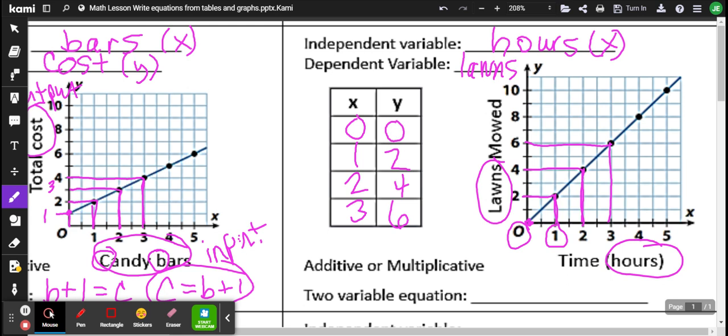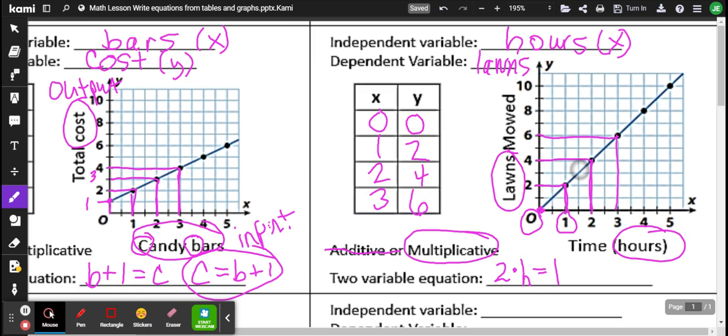So is this an additive or multiplicative situation? This one's going to be multiplicative. And every hour is being multiplied by 2. And that's going to be the output of lawns mowed. But in linear equation format, the lawns is the output, and that's coming from 2 times h.